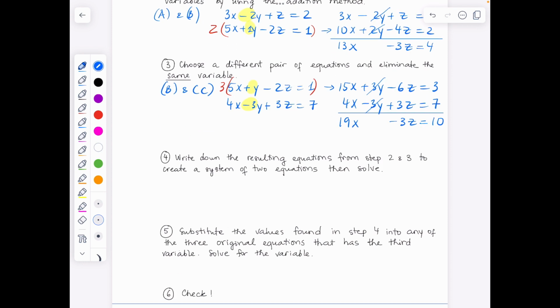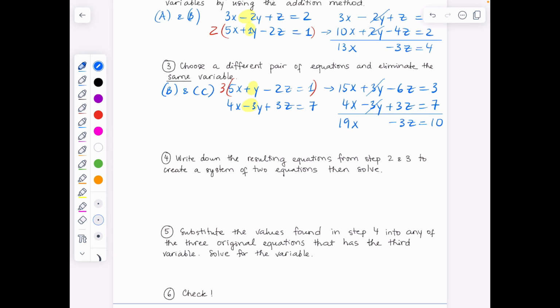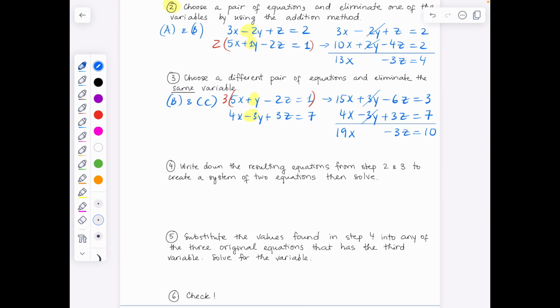Now, step 4, write down the resulting equations from step 2 and 3 to create a system of 2 equations, then solve. So in step 2, we obtain 13x minus 3z is equal to 4. And in step 3, we had 19x minus 3z is equal to 10. Now it becomes a system of linear equations in 2 variables. That means we should be able to solve for x and z.